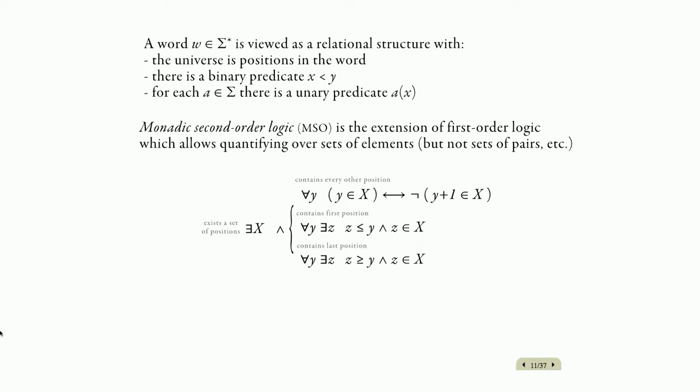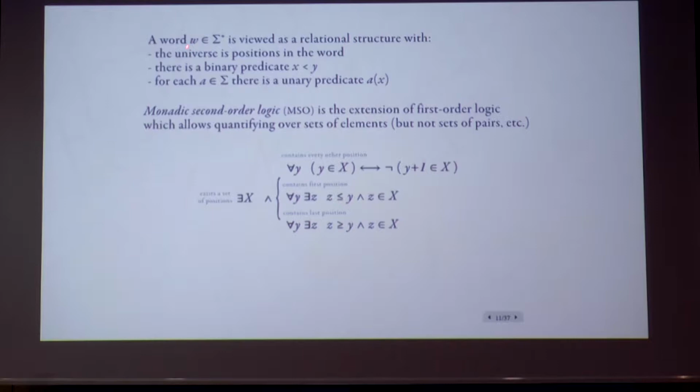Now, I'm not going to spend too much time on the semantics. So just remember, the idea is, as Moshe said, you model a word as a structure where the universe is the positions of the word. There's a binary predicate for the order, and for each label which could potentially appear in the word, you have a unary predicate which says that it is the label of that position. And then over structures of this form, you execute monadic second order logic, where you're allowed to quantify over sets of positions and over individual positions.